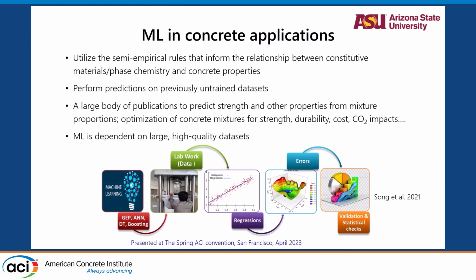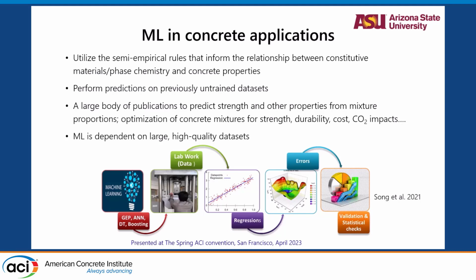And the idea here is, if you have lots of training data sets and you make predictions, that's one thing. What happens if you have untrained data sets, and how do you make predictions for that? That's one of the things we're going to talk about. There's a large body of publications that you would have already known. If you look at the graph, you will see exponential growth of papers on machine learning in concrete over the last 3, 4, 5 years. But most of them deal with property predictions, optimization, etc.